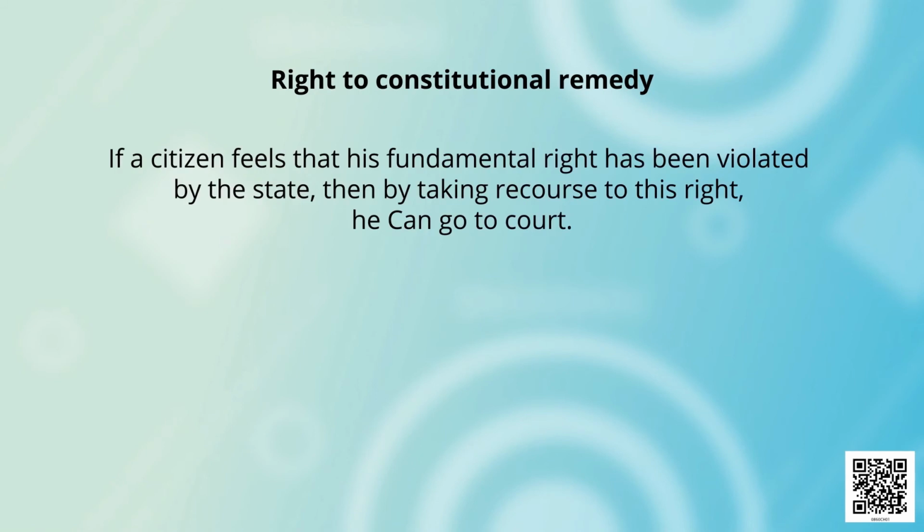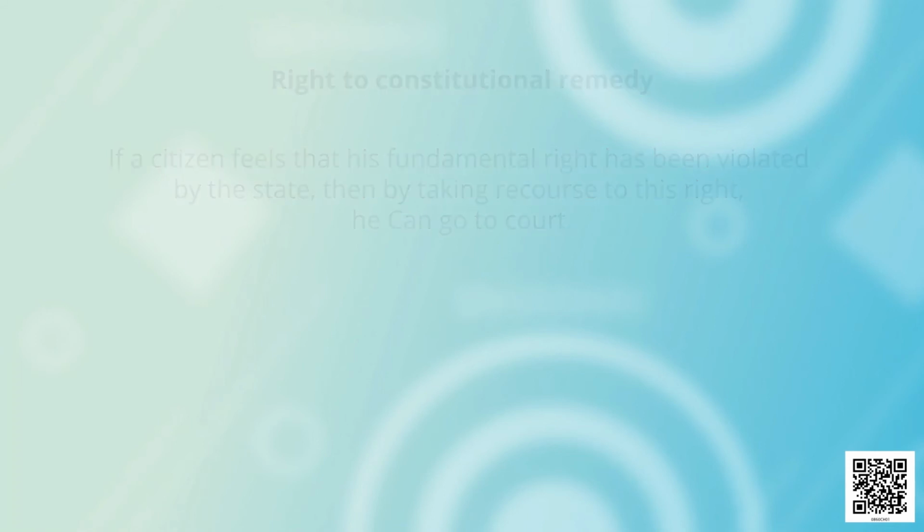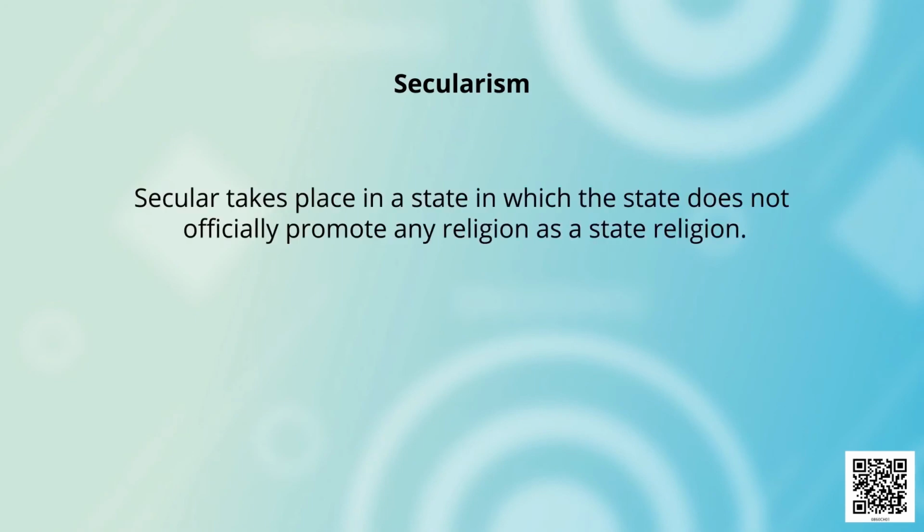Last but not the least is the right to constitutional remedies. This allows citizens to move to the court if they believe that any of their fundamental rights has been violated by the state. From fundamental rights, we move on to secularism. A secular state is one in which the state does not officially promote any one religion. We will read more about this in the following chapters.